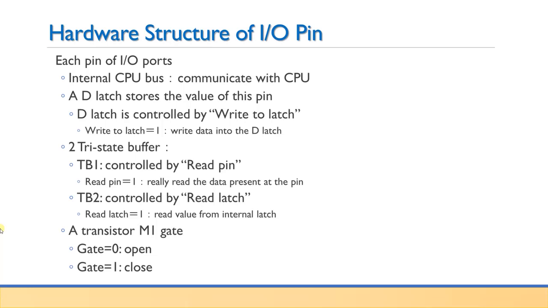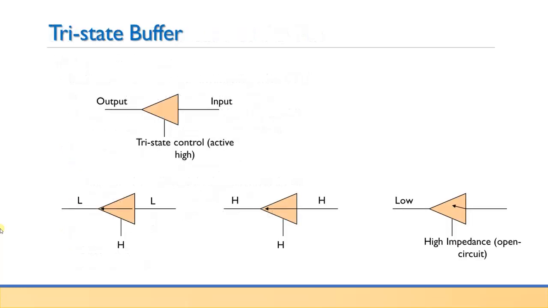And then the transistor M1 gate is there. If the gate is equal to 0, the transistor will be open. If the gate is equal to 1, it will be closed. So the operation of the transistor depends on this signal. Now this is the tri-state buffer. It operates in this fashion.